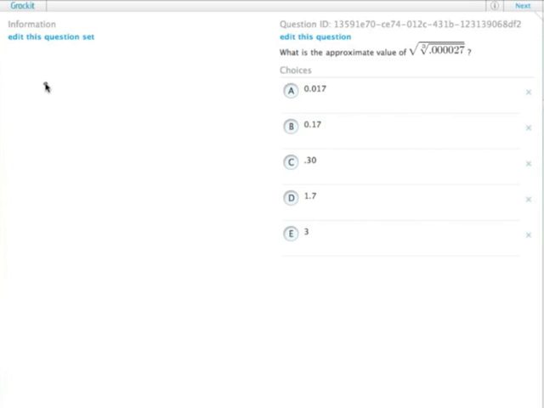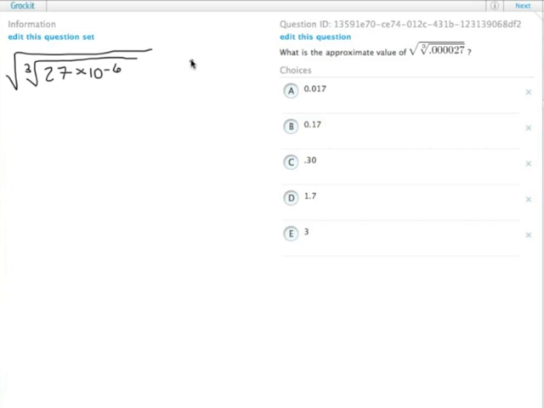0.000027 is the same thing as the number underneath is 27 times 10 to the negative 6. Then, of course, 27 looks more like a cube root, so that's going to be easier to unpack later. And then, of course, we're taking the square root of the cube root of that.